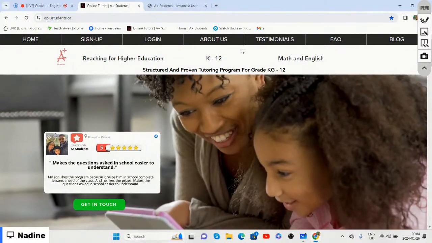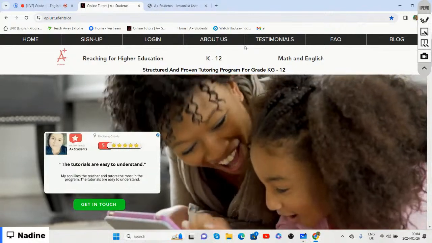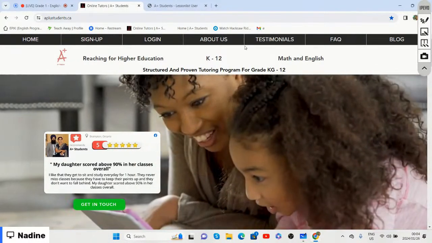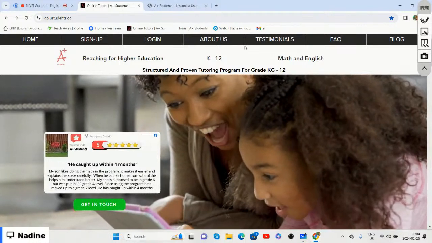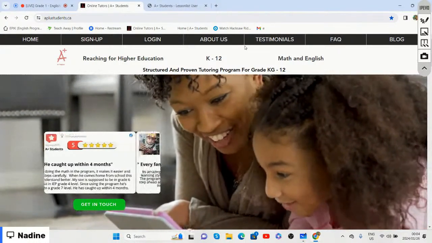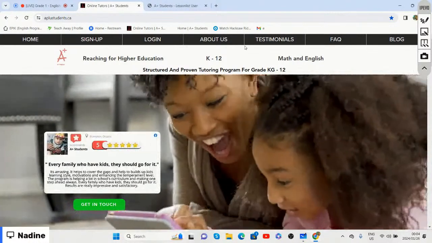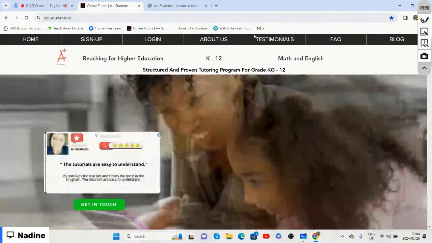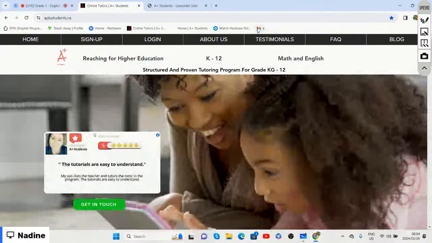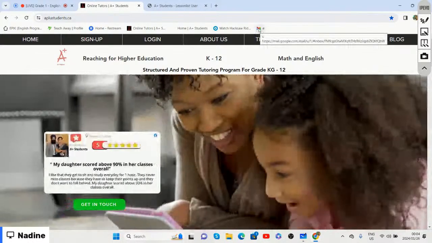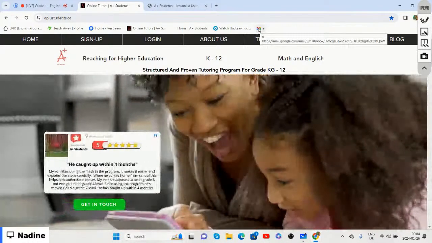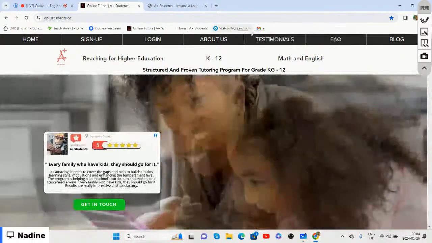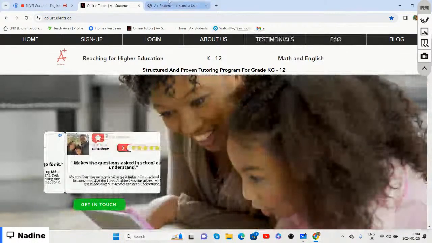once you've typed in the username as well as the password, we're going to select the subject of language arts, grade 1, and then we're going to scroll down until we get to the chapter of verb tenses.